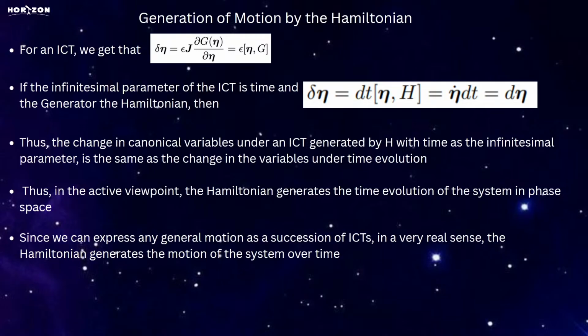But remember, delta eta is not a true physical change in the system by any means. It's just an artificial change created by some canonical transformation. It just so happens that in the very special case of the generator being the Hamiltonian and the infinitesimal parameter being time, this artificial change and the actual change d eta are equal. This means that these real changes in the phase space d eta can be thought of as ICTs generated by the Hamiltonian. And thus the entire motion of the system itself can be thought of as generated by the Hamiltonian.